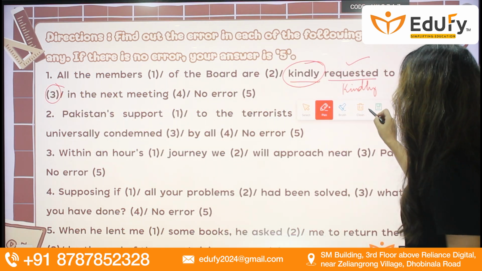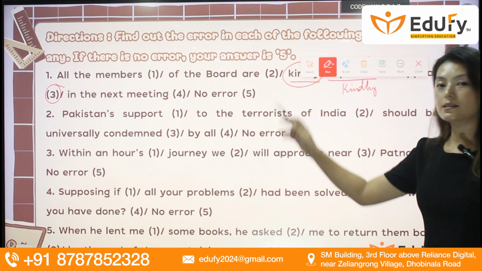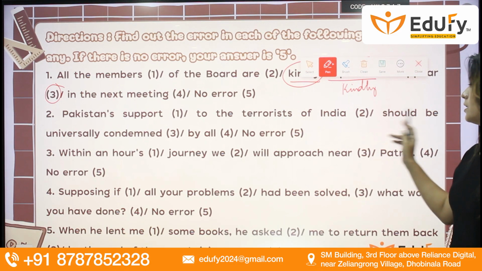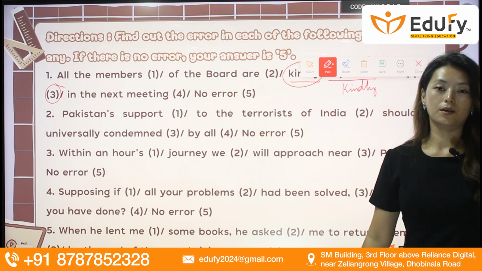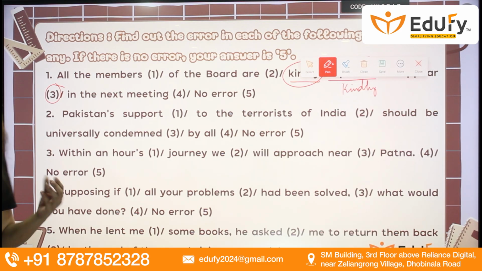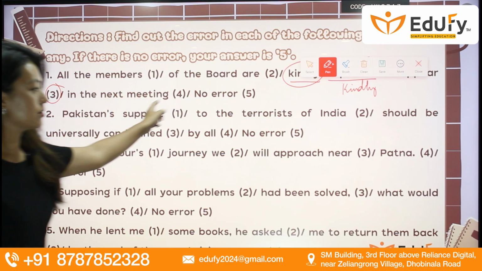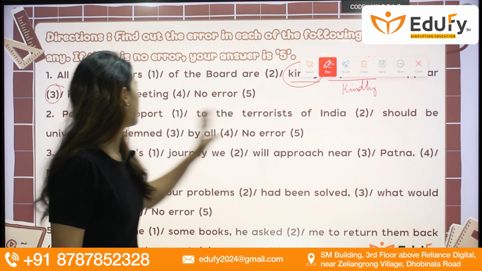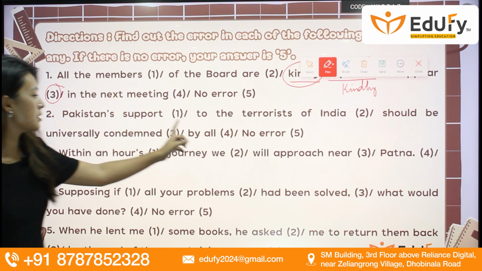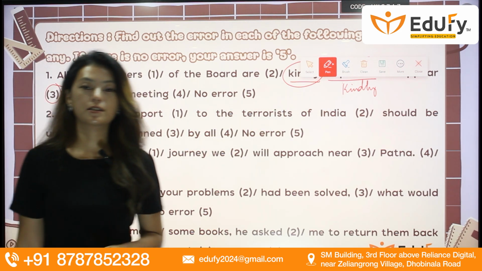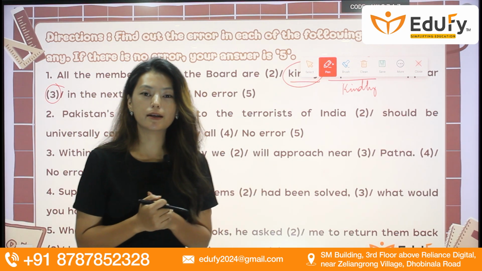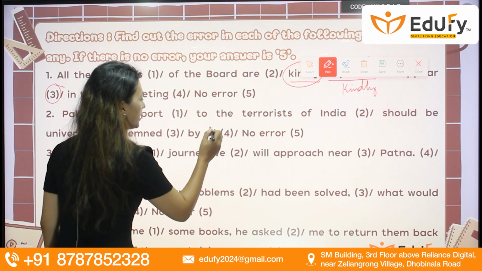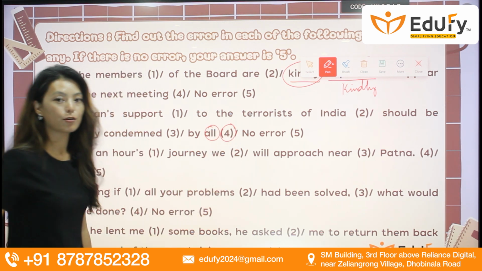Let's take a look at the question number 2. Pakistan's support to the terrorists of India should be universally condemned by all. Where is the error? Take a look at the meaning of the words. Pakistan's support to the terrorists of India should be universally condemned by all. What is universally? It means everyone, comprised of everyone, right? So therefore, the error is in number 4.